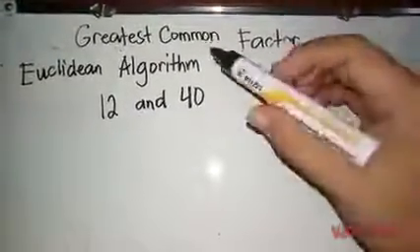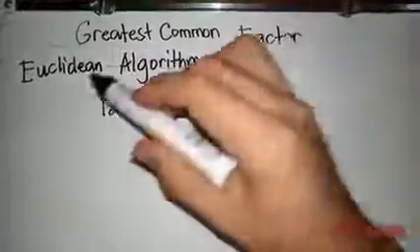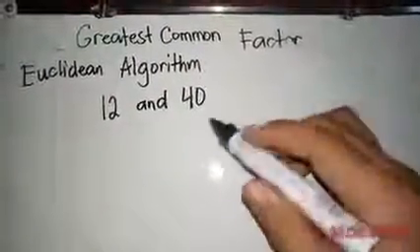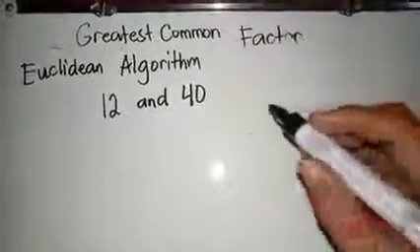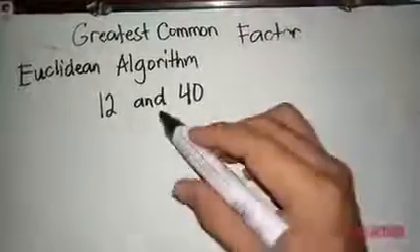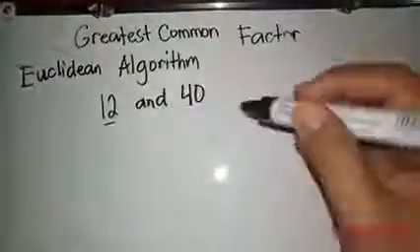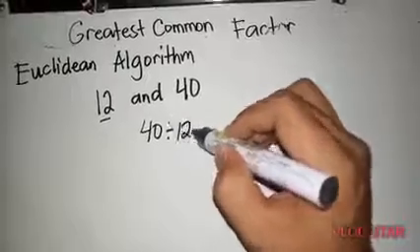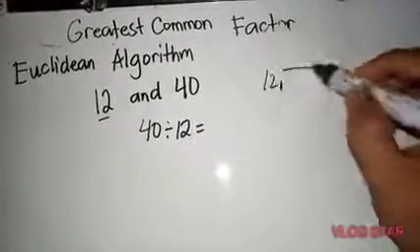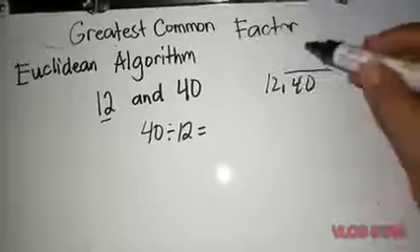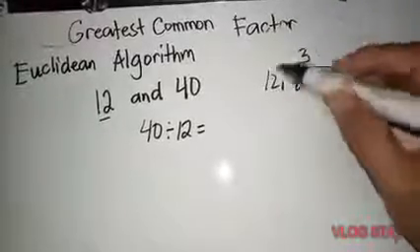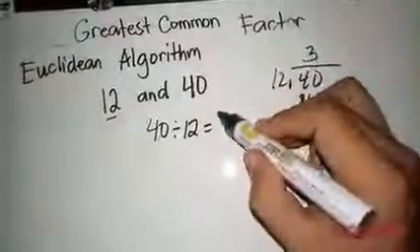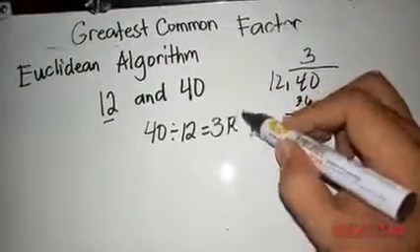Another way of getting the greatest common factor of two numbers is using the Euclidean algorithm. The first step is to determine the lesser number, and it will be the divisor. Since the lesser number is 12, then 12 will be the divisor. 40 divided by 12 is 3. 3 times 12 is 36. Remainder 4.